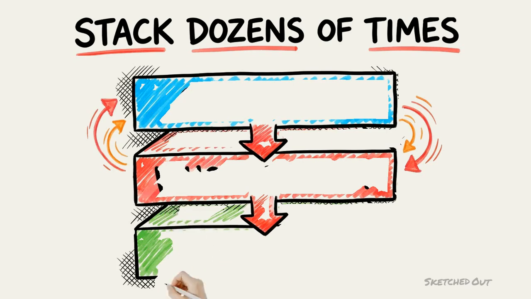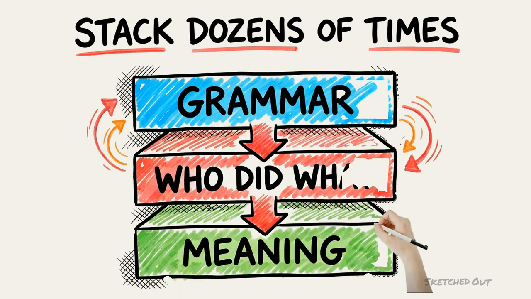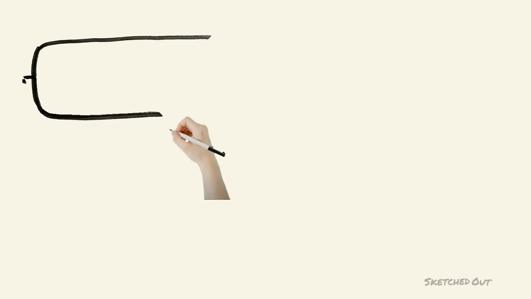Early layers sort out grammar. Middle layers assemble who is doing what. The deepest layers hold the abstract stuff, tone, intent, meaning. Each layer receives a better understood sentence than the one below it.